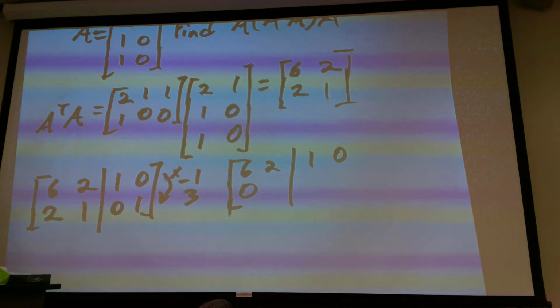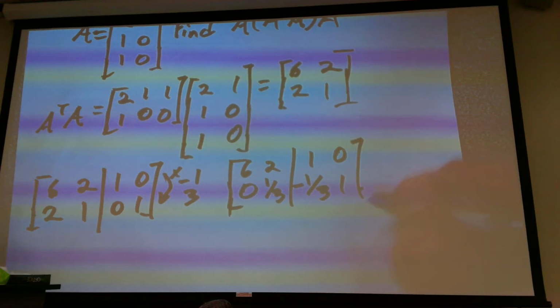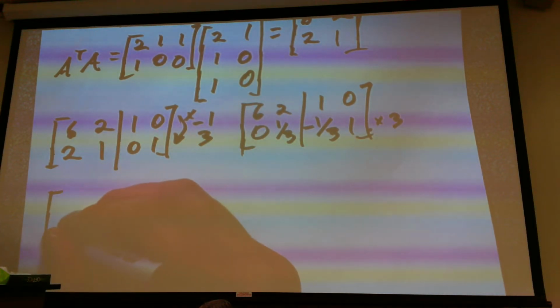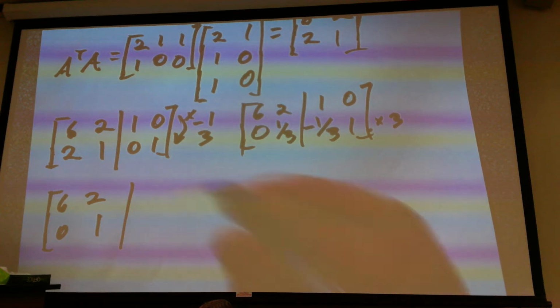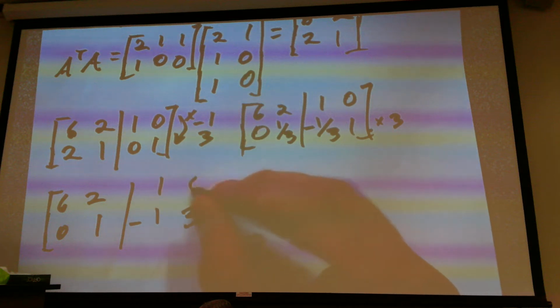So what do we have at this position right here that we're looking for? Negative 2/3 plus 1 is going to give us 1/3. And that's just negative 1/3. And that's just 1. All right, let's take this row and multiply it by 3. Let's get rid of that 1/3. So that would give us 6, 2, 0, 1. That would be negative 1. That would be 3. This is still 1, and this is still 0.